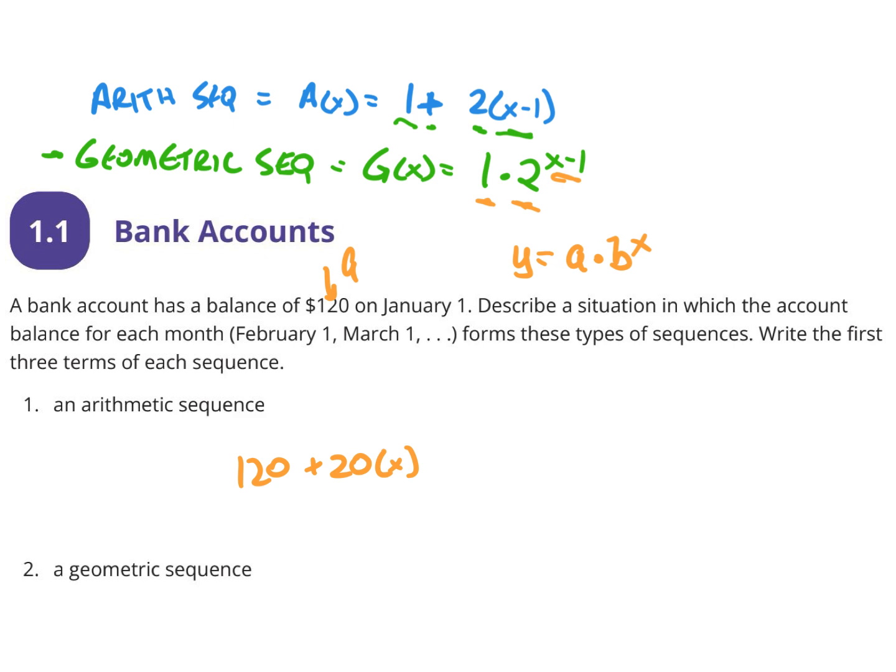Now, a geometric sequence will be kind of different. We would start with 120, but let's say the account went up by a certain percentage, or it doubled every month. So we would times 2, and then x would represent every month. The difference here is arithmetic sequences add or subtract, geometric sequences multiply or divide. And that is the key for exponential functions. We always put our b in parentheses so we know what our growth or decay is.